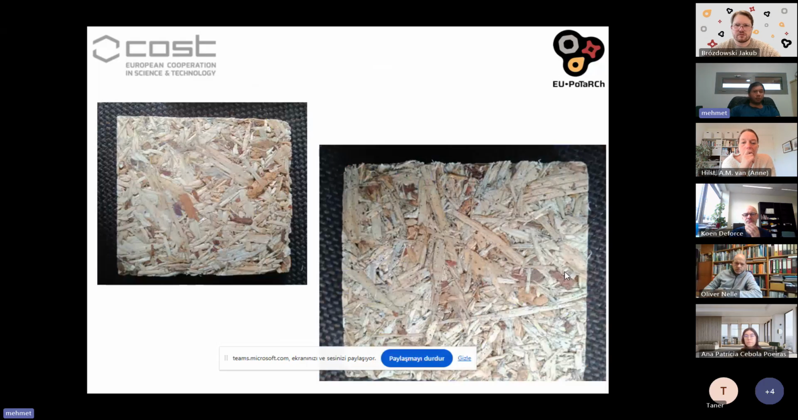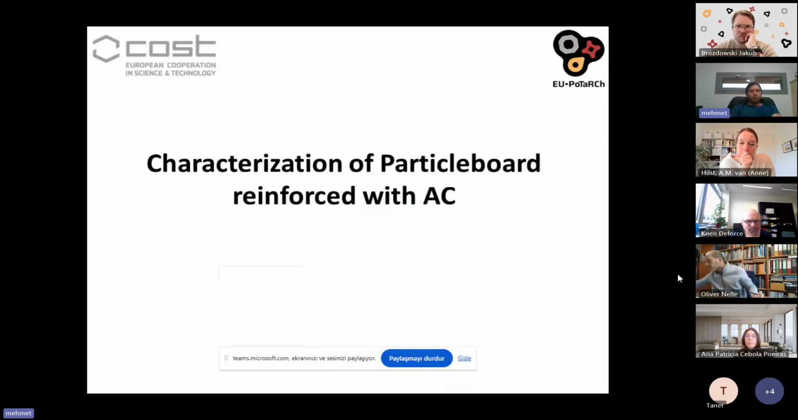As you can see, the black spots on the particleboard surface are activated carbon. It is distributed on the particleboard surface. I want to show you the characterization of particleboard reinforced with activated carbon.